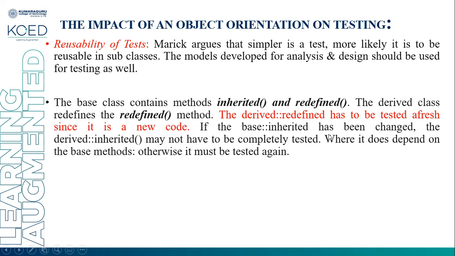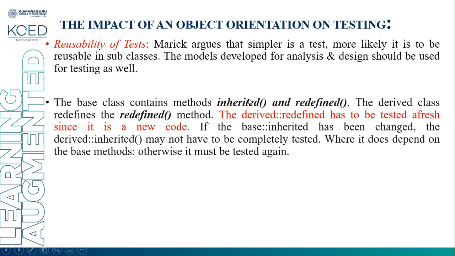If the base inherited has been changed, then the derived inherited may not have been completely tested. For example, you take another method inherited and the base inherited has been changed, we make some changes. Then the derived inherited may not have been completely tested, where it depends on the base method. Otherwise, it must be tested again.